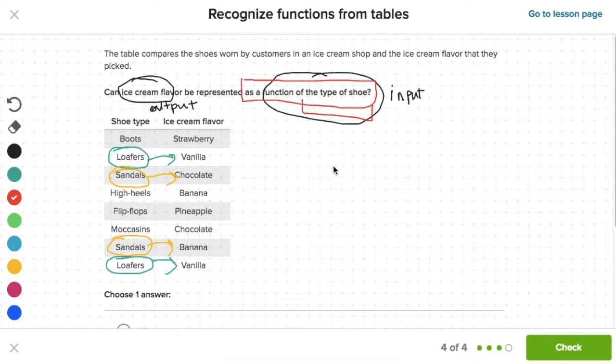And what you should see is that the input always needs to map to a single output. If you have more than one output, then it is not a function.